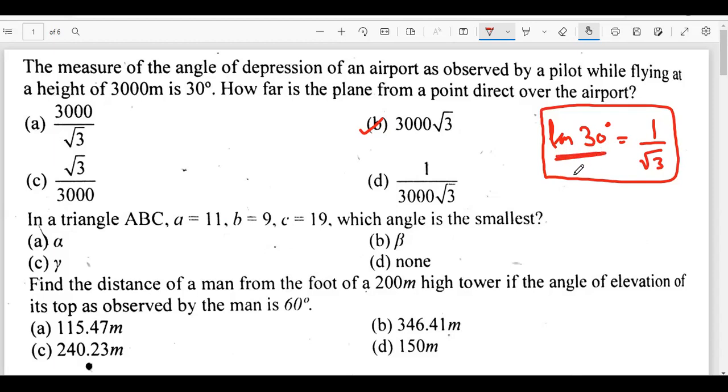The next question says, in a triangle ABC, A is 11, B is 9, C is 19, which angle is the smallest? So alpha is basically for A, beta is for B, and gamma is for C. Now you need to think about the smallest angle using the side. So what do you think? Which side would be used for understanding this when they are saying smallest angle?